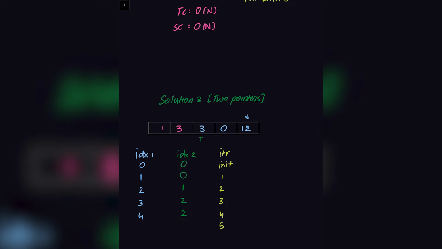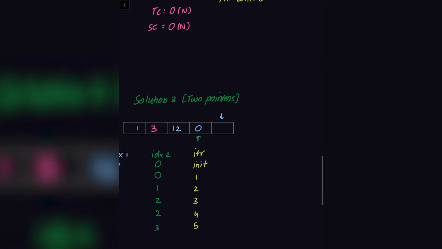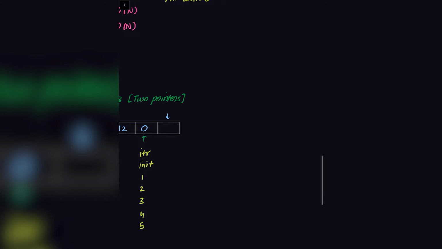Now the final element is again a non-zero element. So what we do is we move the non-zero element to where IDX2 is pointing, and we move IDX2 by 1. So there we go. Now, same as the previous solution, we essentially go where IDX2 is pointing and fill out everything with 0. So here is what our pseudocode would essentially look like. IDX2 equals 0.